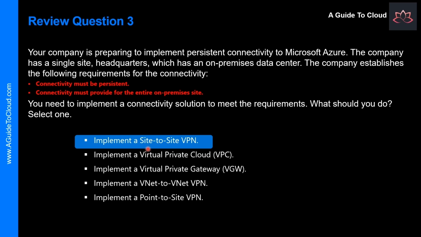In this scenario, only one of the answers provide the persistent connectivity to Azure, which is site-to-site VPN. A VNet to VNet connects 2 Azure virtual networks together. A point-to-site VPN is used for individual connection. A VPC and VGW are relevant for Amazon AWS.